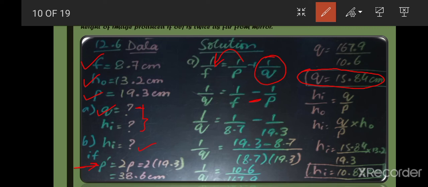Now hi is required. By the formula of magnification, hi by h naught equals q by p. Take h naught to the other side, it will be multiplied. Putting the values, you will get the height of image as 10.83. Now you can compare the heights of object and image. This is 13.2 and this is 10.83. In this case, the size of image is reduced from the object.